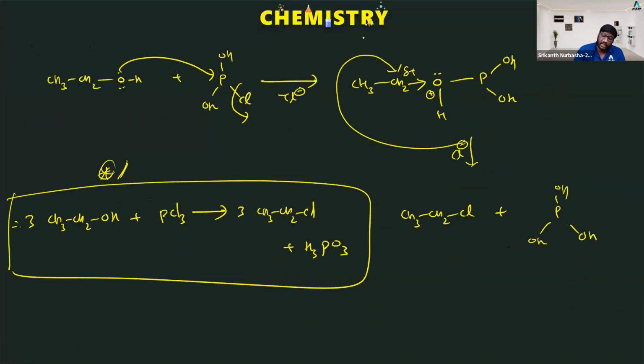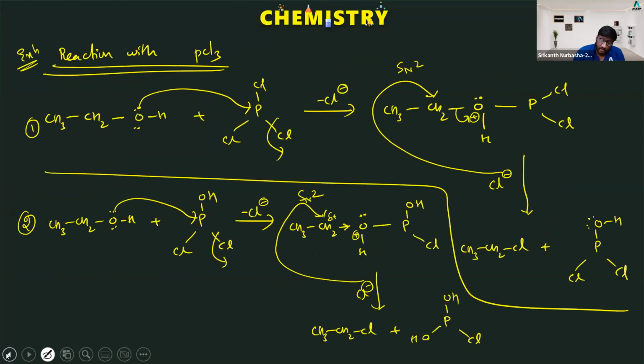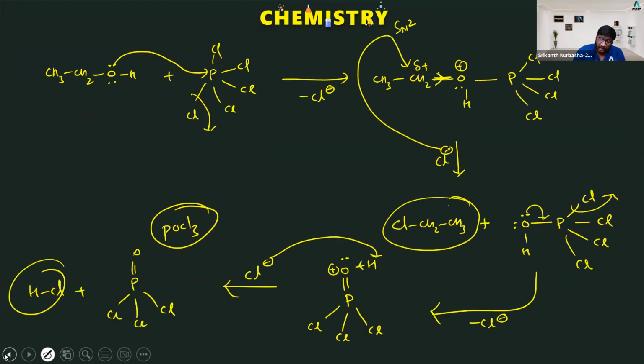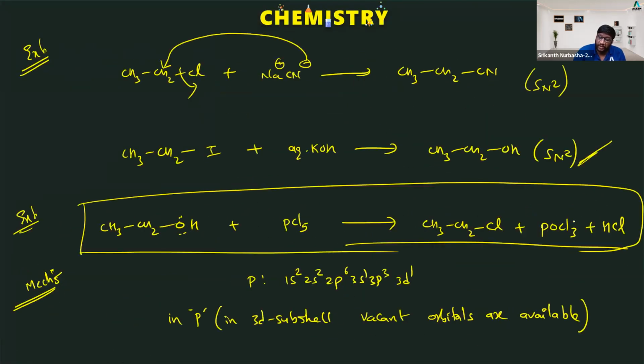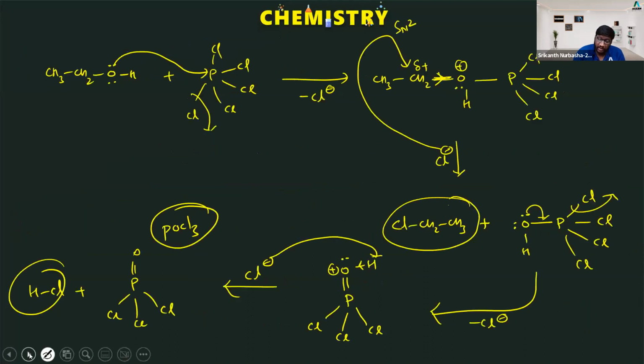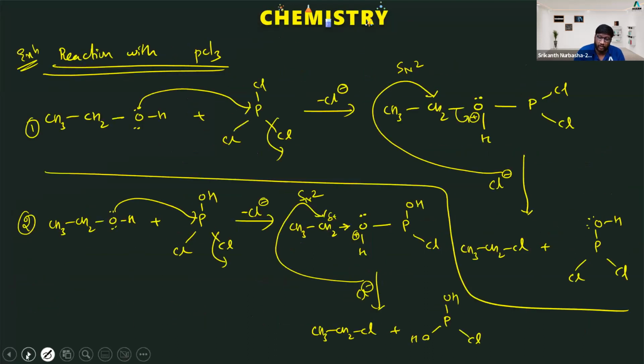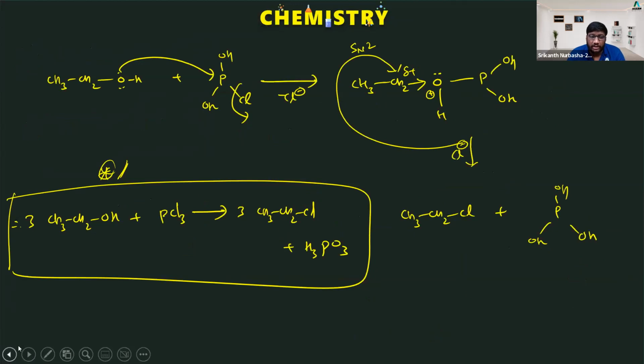In all the cases, SN2 attack is happening. So the reaction of PCl3 and PCl5 with alcohols to form the respective alkyl halide is an example of an SN2 reaction. In the case of PCl5, you get POCl3 and HCl. In the case of PCl3, you get H3PO3 as a side product. Is everything clear, students, so far? Yes, sir. No doubts, right?